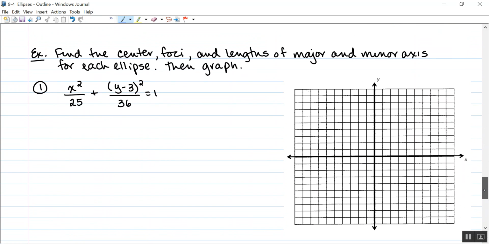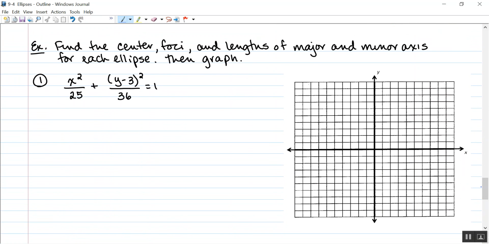Now our next two examples say, find the center, the foci, and the lengths of the major and minor axes for each ellipse, and then graph. So let's take a look at this equation. So I have x squared over 25 plus (y minus 3) squared over 36 equals 1. So notice that 36 is larger. That's got to be my a squared, and that's under the y. So this is going to have a vertical orientation.